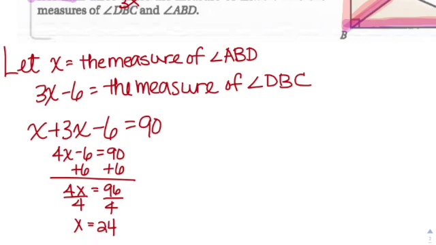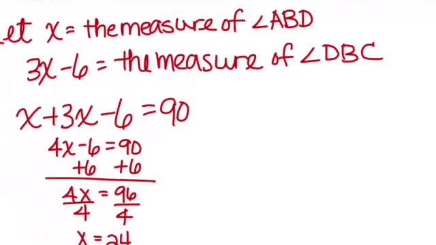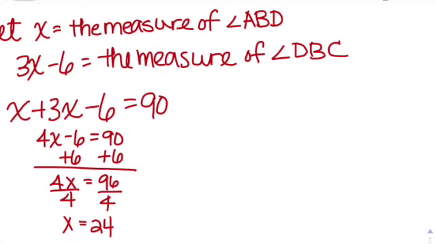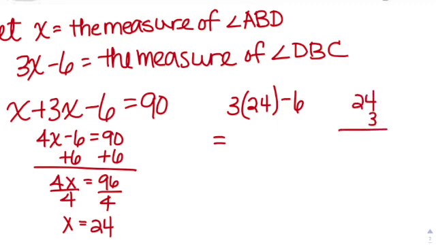So how do you find the measurement of angle DBC? Well, that's going to be 3x minus 6. So I'm going to plug in 24. So it's 3 times 24 minus 6. And 24 times 3, let's do the long division, by longhand. That's going to be 72 degrees. So 72 minus 6 is going to give you 66 degrees.